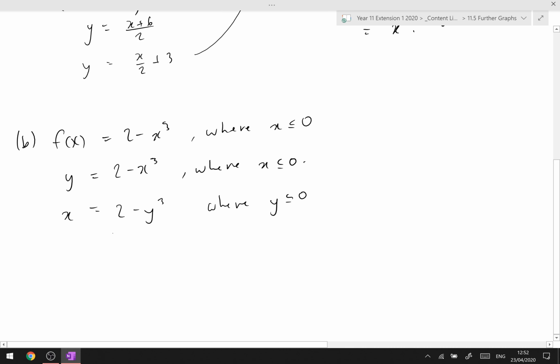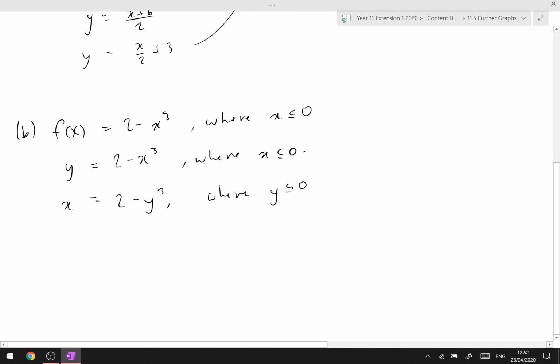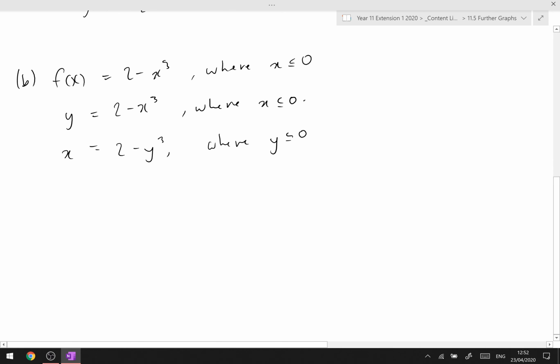So then we're going to rearrange this equation for y. We start off by subtracting 2, so we get x minus 2 equals negative y cubed. To get rid of the negative, y cubed is equal to 2 minus x. So that's changing that to plus 2 and that to minus x, and then just swapping them around. And then I'm going to do the cube root, so y equals the cube root of 2 minus x, where y is less than or equal to 0.